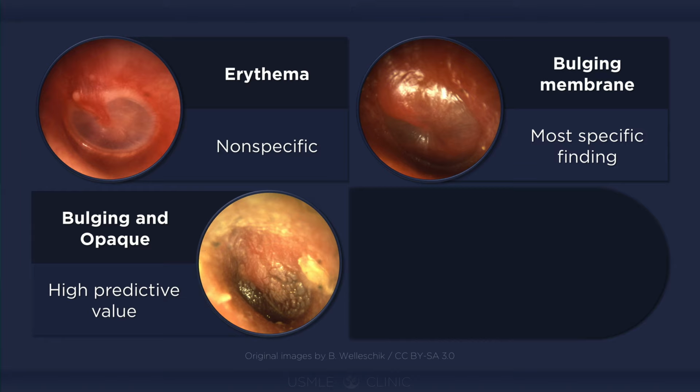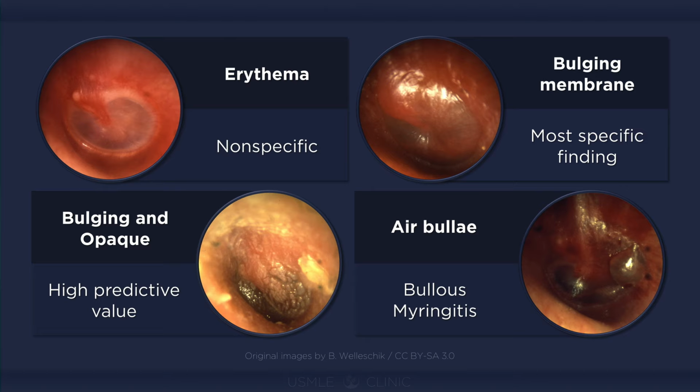Opacity or cloudiness can also be seen in otitis media with effusion and cannot in isolation be used to distinguish between the two conditions. This fourth example features air bullae, which is indicative of bullous myringitis, an ear infection that can be exquisitely painful. In addition to these findings, immobility detected by pneumatic otoscopy can provide evidence of a middle ear effusion. This can be particularly helpful when the tympanic membrane appears to be inflamed but is in a neutral position.